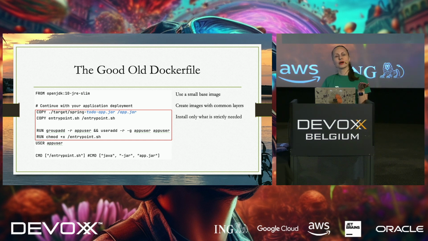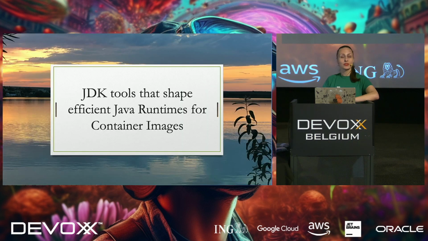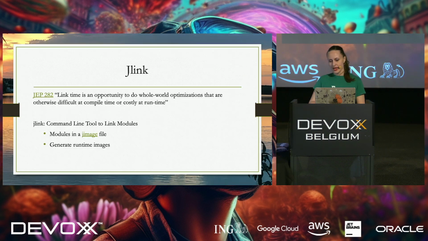So what are we doing, how are we building our FROMs, how are we running our applications? Well, there's a JDK tool. There are actually more JDK tools that can help you shape efficient Java runtimes for your container images. So you don't have to necessarily go and do magic with other tools. You can still keep your Dockerfile. And the first tool that I want to talk to you about is jlink.